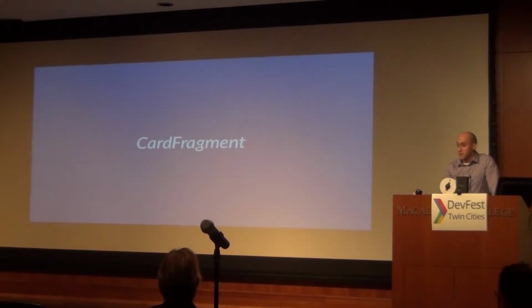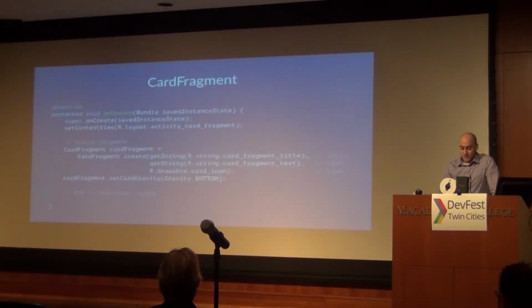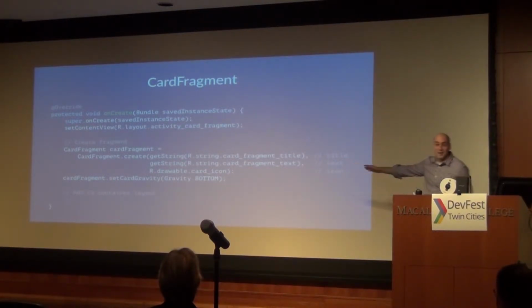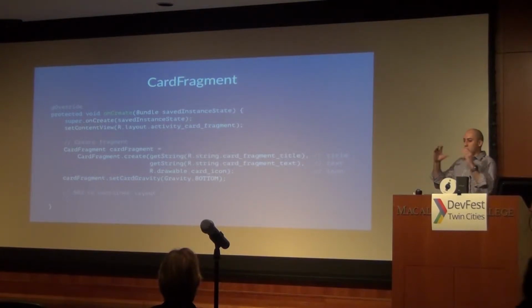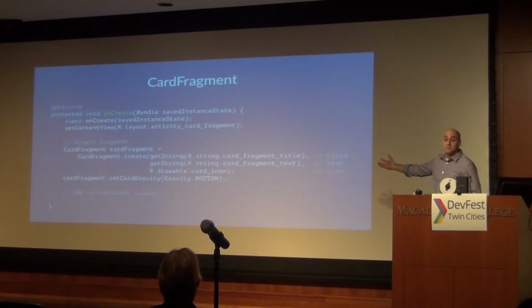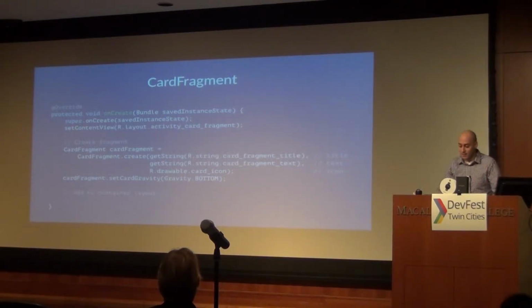So the first type is called card fragment. And I've just shown here that you can literally set this up pretty much in one line. And you can add this second line where you can tell it, if my card is small, do I pin to the top or the bottom of the screen? And that's it. Then you just add that fragment the way you normally add a fragment to your activity, and you're all set. You have your card.